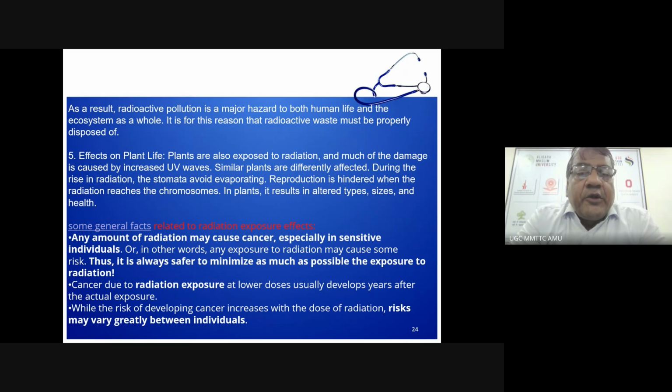Reproduction is hindered. Their reproduction is hindered when the radiation reaches the chromosomes in plants, resulting in altered type, size and health. Now, there are some general facts related to radiation exposure effects. Any amount of radiation may cause cancer, especially in sensitive individuals. In other words, any exposure to radiation may cause some risk. Thus, it is always safer to minimize the exposure to radiation as much as possible.